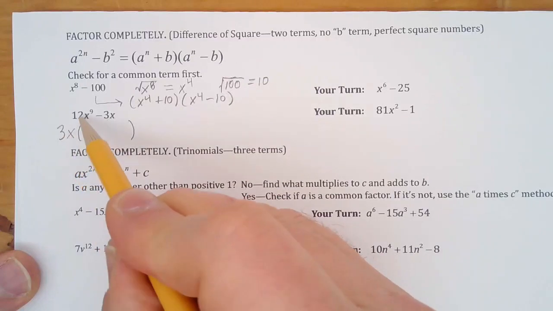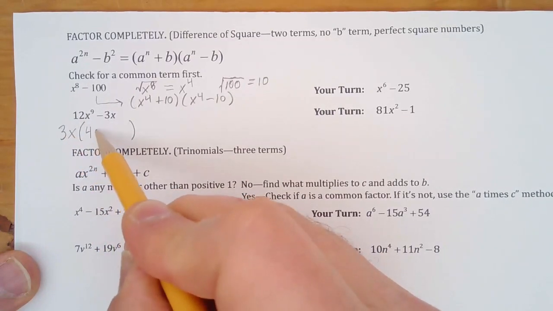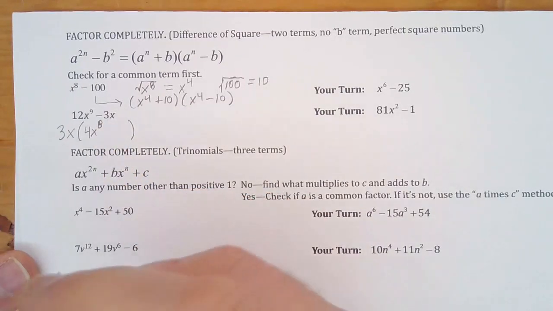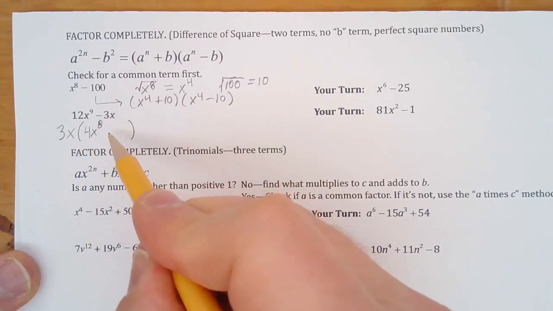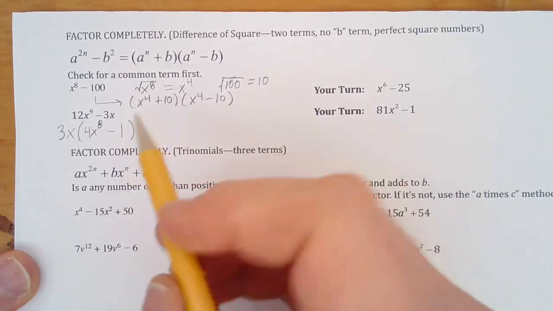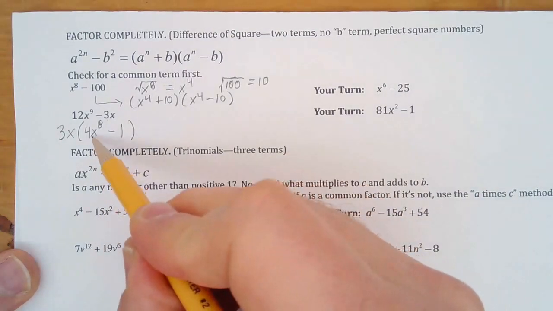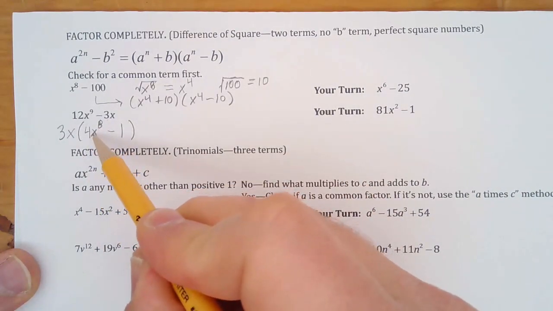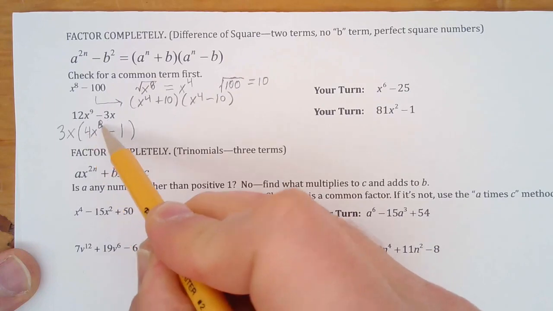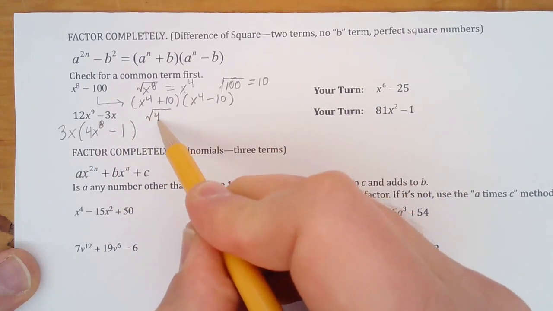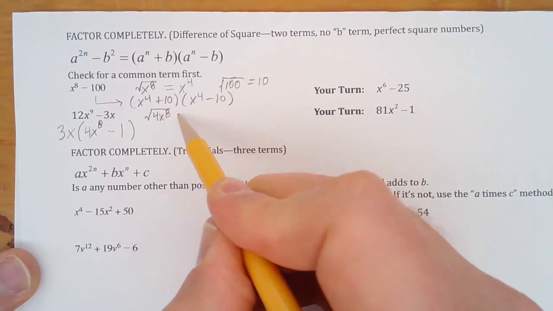3 times 4 would be 12, and then I would need 8 more x's, so x to the 8th. And then 3x times what is negative 3x? Well, that'd be negative 1. Now the inside here, it's possible I can still factor that. This is a difference of squares. 4 is a perfect square number. This is an even exponent. So that means I can take the square root of it and get something.